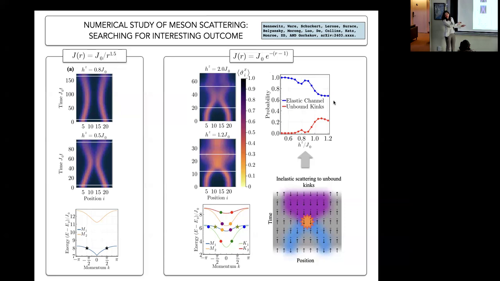long enough after the next ramp, and then you kind of measure the final state to see how much of the initial state you see in the final state, how much of non-initial states you see in the final state. And this is what you see. You actually see the elastic channel, which goes down as a function of the transverse magnetic field. And then you see this inelastic channel, which turns out to be two free kinks, to actually go up.